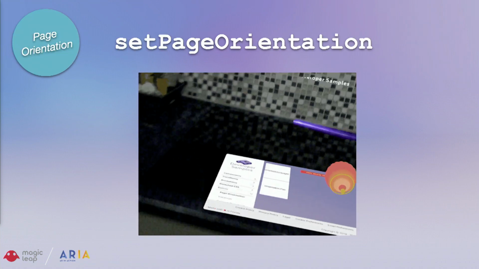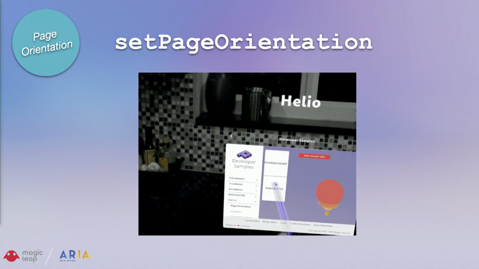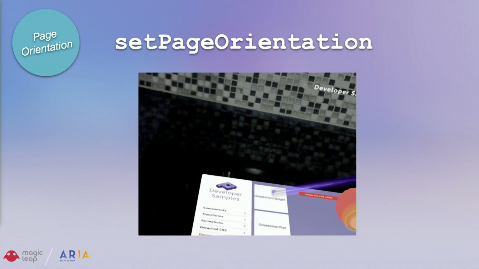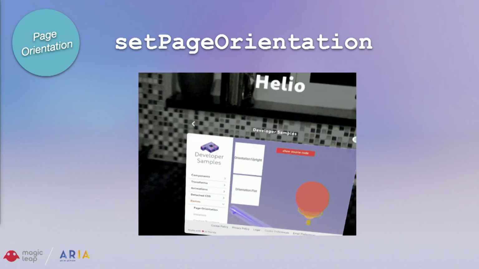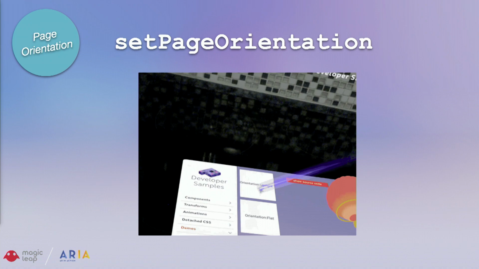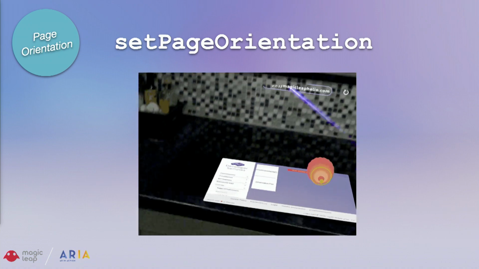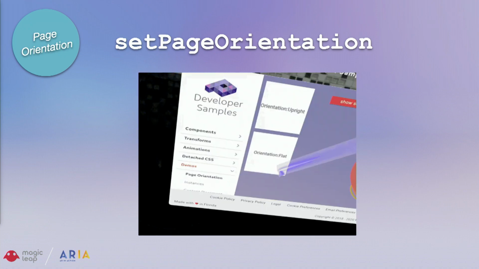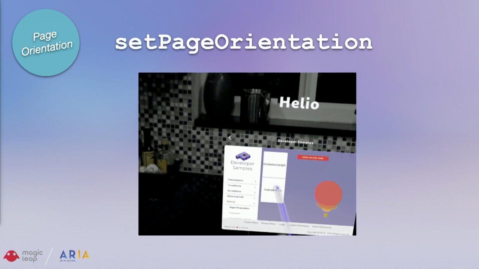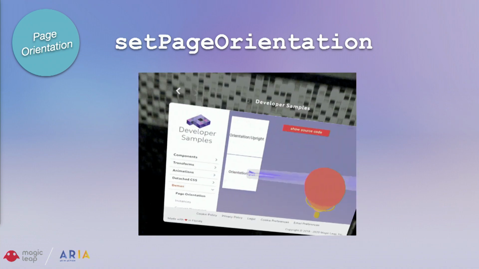And finally, I want to talk about setting page orientation. This is actually one of the simplest APIs we have. It's really, really simple. All it does is it lets you take a page and put it from vertical to flat. But as you can imagine, once you have a page flat, you could spread it out on a table or on the ground, and you can walk around in it. It's really useful for anything you might have that you want to see horizontally.